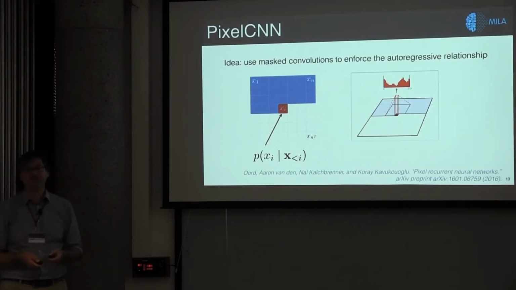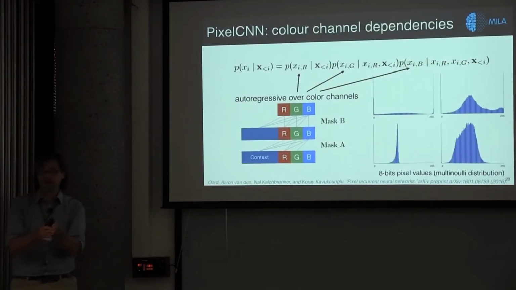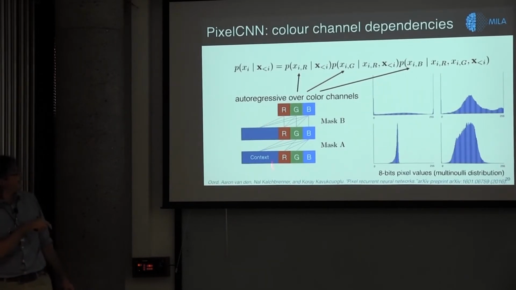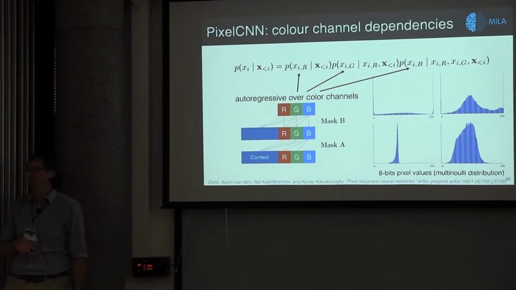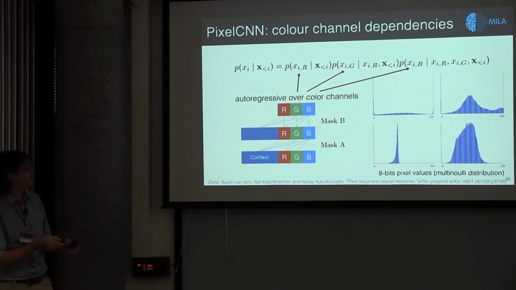In fact, they go a little bit further than that because they do this for every color channel, and they model dependencies between the color channels. In particular, they model the red given the context. So the red doesn't have any dependence on that specific pixel, but the green value depends on the context and the value of the red pixel. And the blue channel, let's say, depends on the context, the red pixel, and the green pixel. So pixel values, channels.